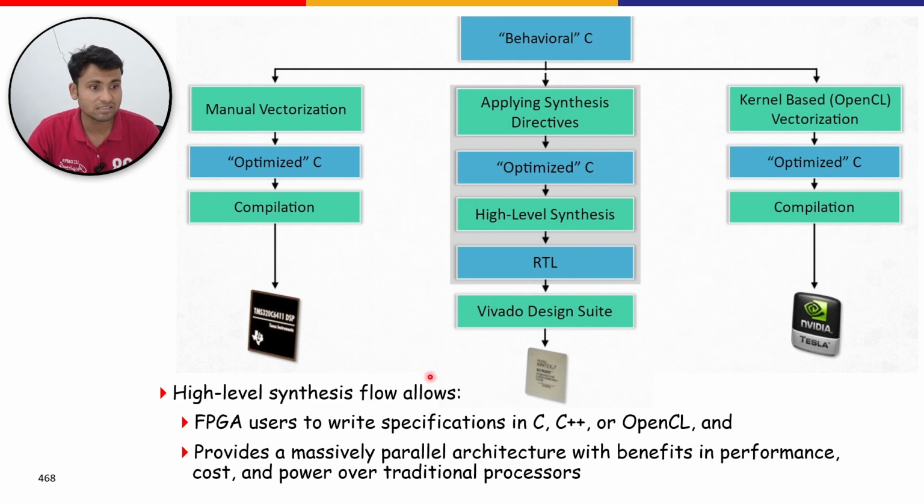The high-level synthesis flow allows FPGA users to write specifications in C, C++, or OpenCL, and the FPGA provides a massively parallel architecture with benefits in performance, cost, and power over traditional processors.